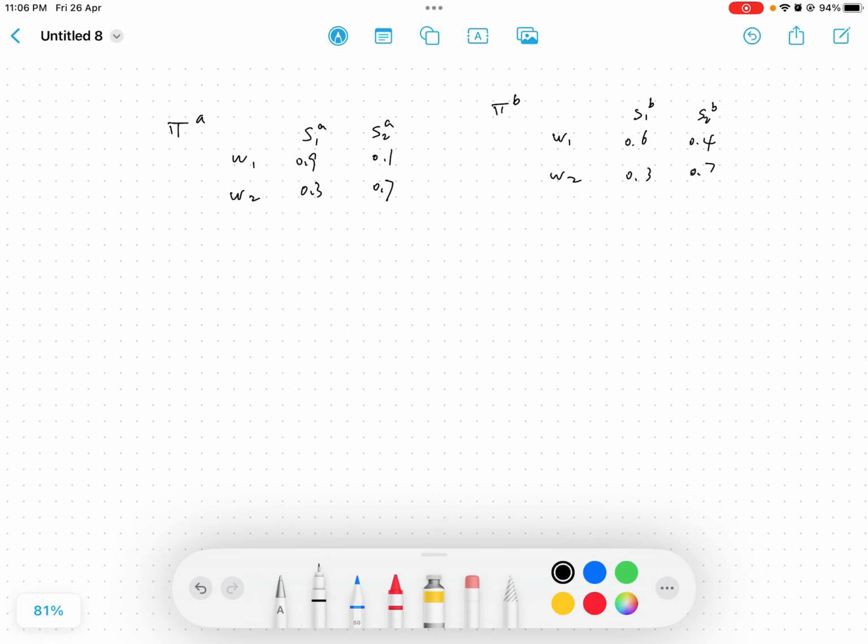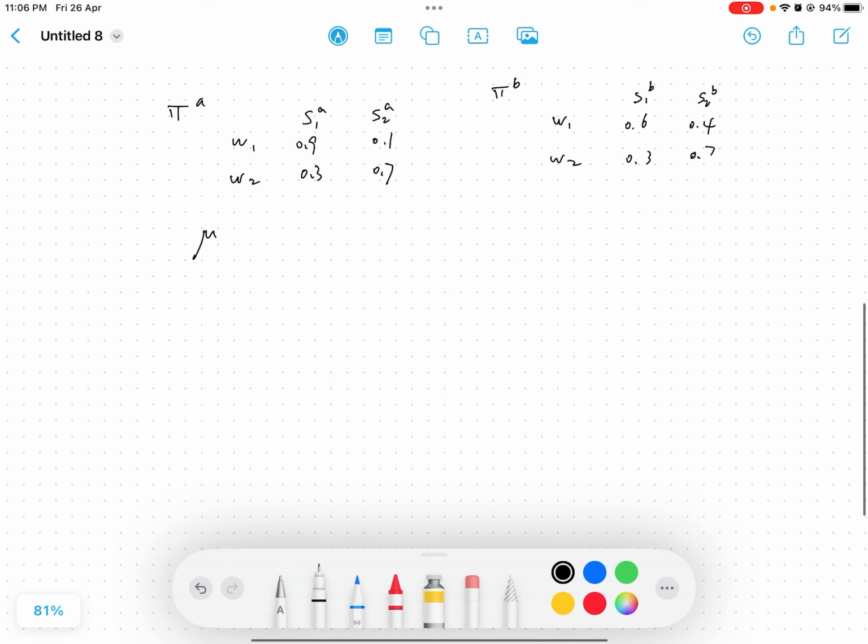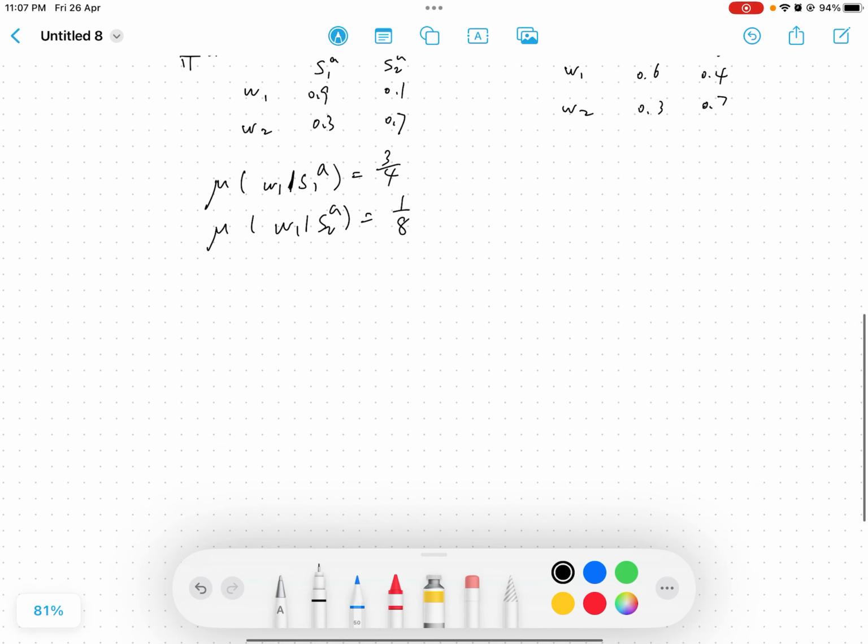All right, remember that we have already calculated the posterior beliefs, so we just write them again here. For pi a, we have mu omega 1 S1a, which was 3/4. Mu omega 1 S2a is 1/8. Mu omega 2 S1a is 1/4. Mu omega 2 S2a was 7/8.